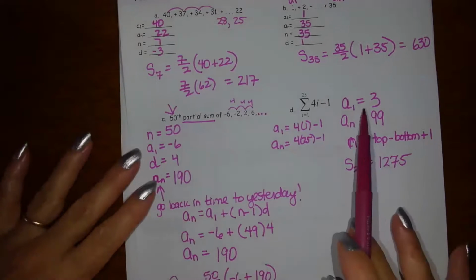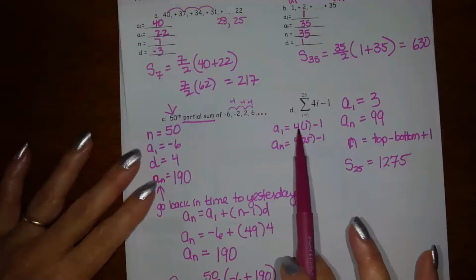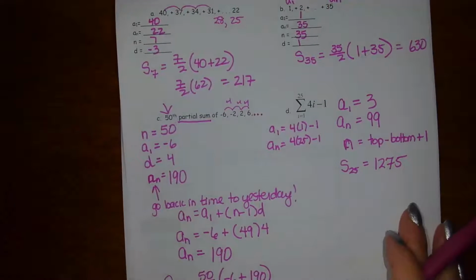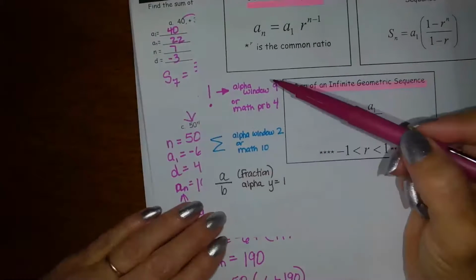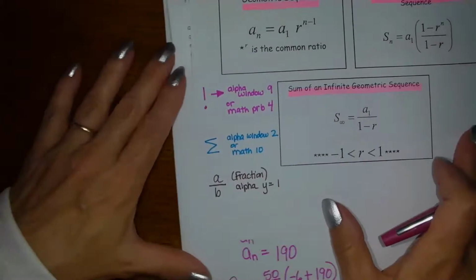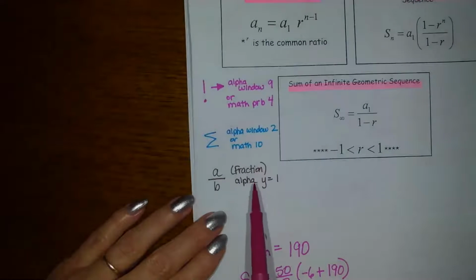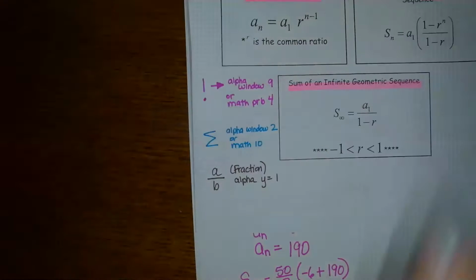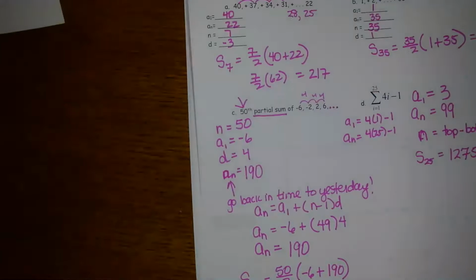Okay, so again, on this one, A1, you plug 1 in. AN, you plug the top number in. Okay, and we've made a list of all of our calculator functions. Everything we do in this unit, let's make a list. Then you have one thing to look at when you're taking a test or studying. Okay? Is everybody okay with these?